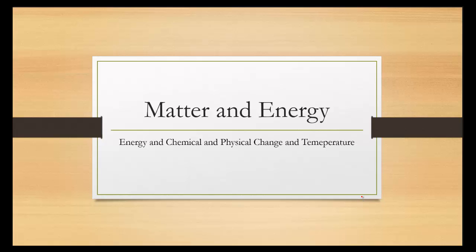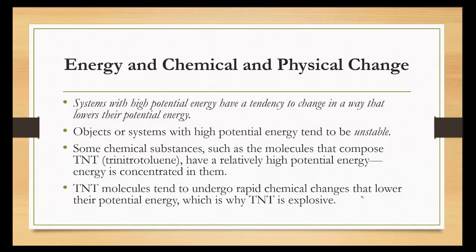In this tutorial, we will be discussing energy and chemical and physical change in temperature. Systems with high potential energy have a tendency to change in a way that lowers their potential energy. Objects or systems with high potential energy tend to be unstable.